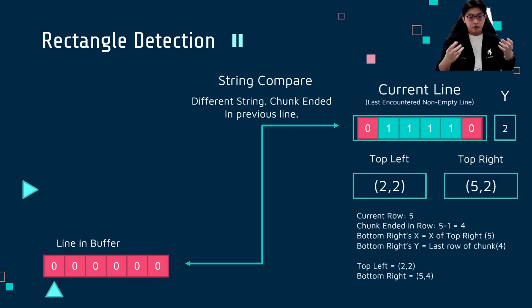If the string is different, that means the chunk already ended in the previous line. Since the current row is 5, the chunk actually ended in row 4. So the bottom right x is the same as the top right, which is 5, and the bottom right y will be the last row of the chunk, which is 4. So we can conclude that the top left of the rectangle is 2, 2, and the bottom right of the rectangle is 5, 4.